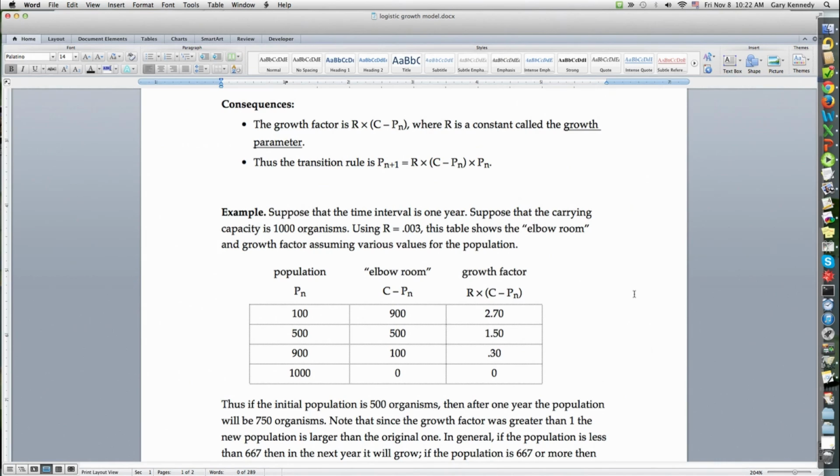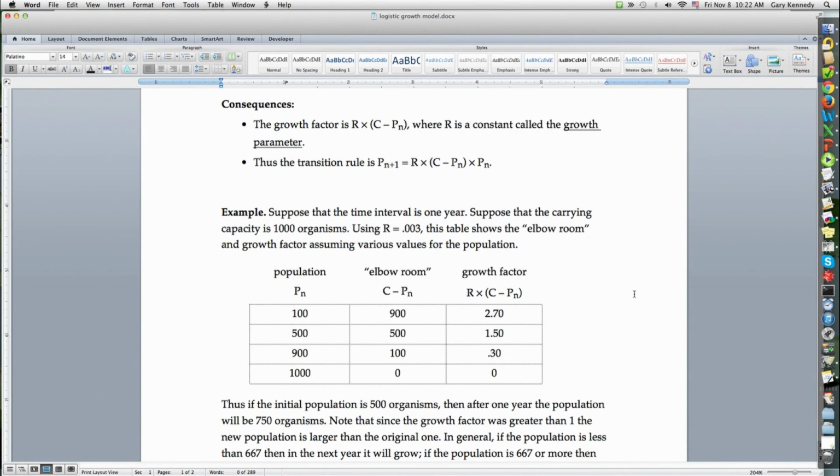You want to look at this one row at a time. So start with the number 100. Suppose that right now, this year, the population is 100 organisms. Well, that's not very many, given that the capacity is 1,000, right? There's plenty of elbow room. In fact, the elbow room is 900. That's just 1,000 minus 100. So if I now take that elbow room and multiply by the value of r that I've specified, 0.003, I get a growth factor of r times c minus pn, which is 2.70. Okay, 2.70.